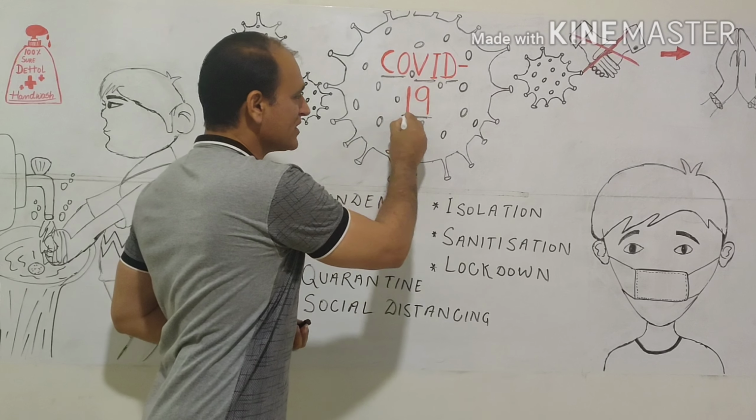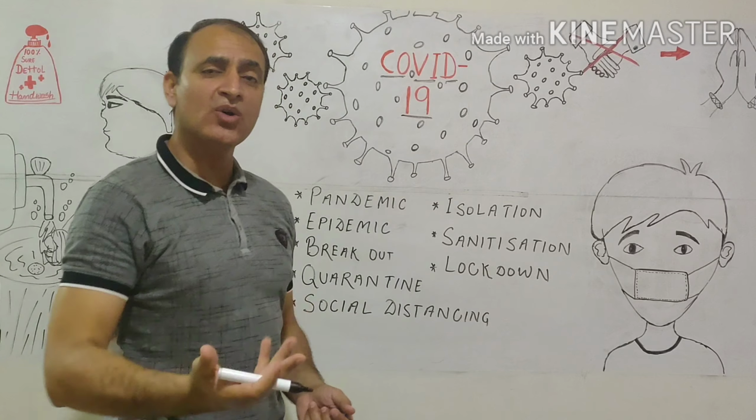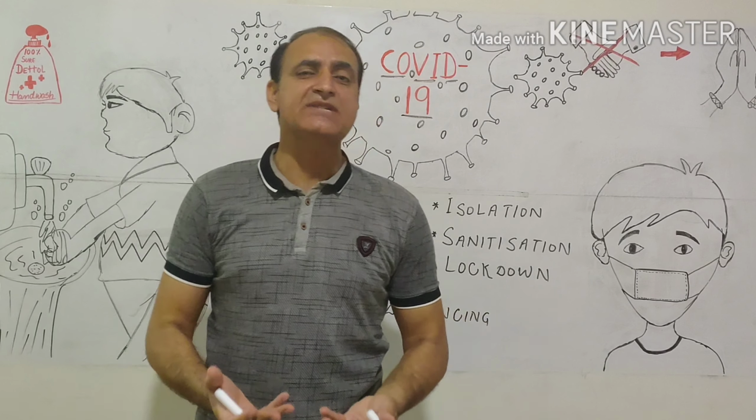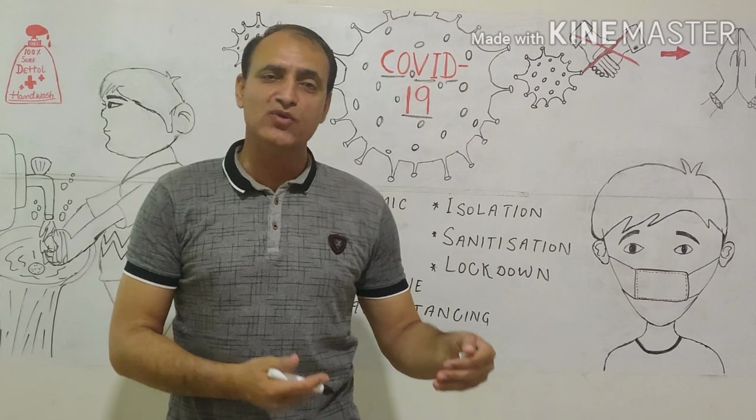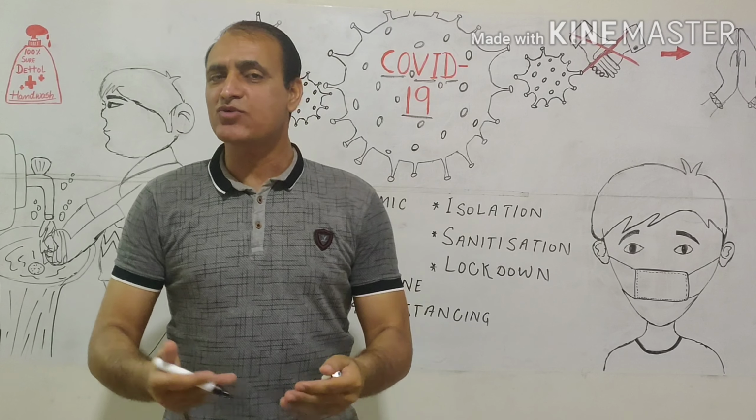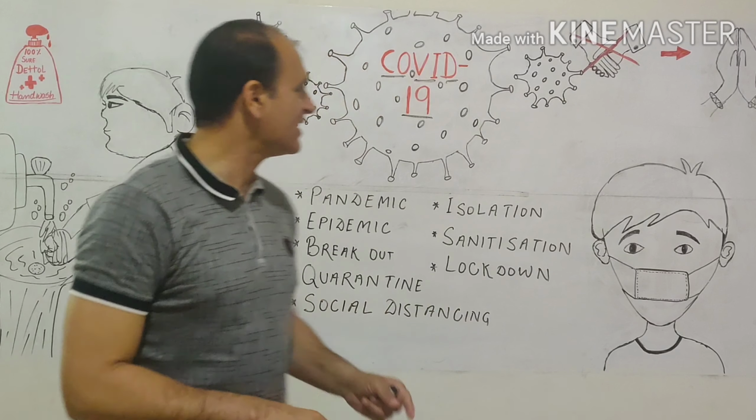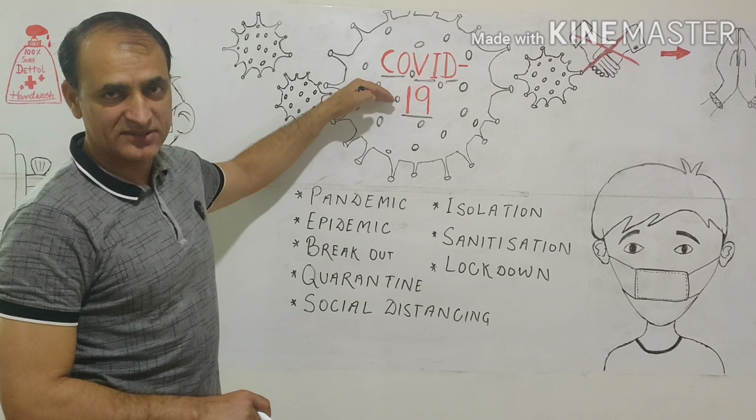Now 19 stands for 2019, as coronavirus broke out. The disease because of coronavirus broke out in Wuhan, China in December 2019. That's why it's given the name of COVID-19.